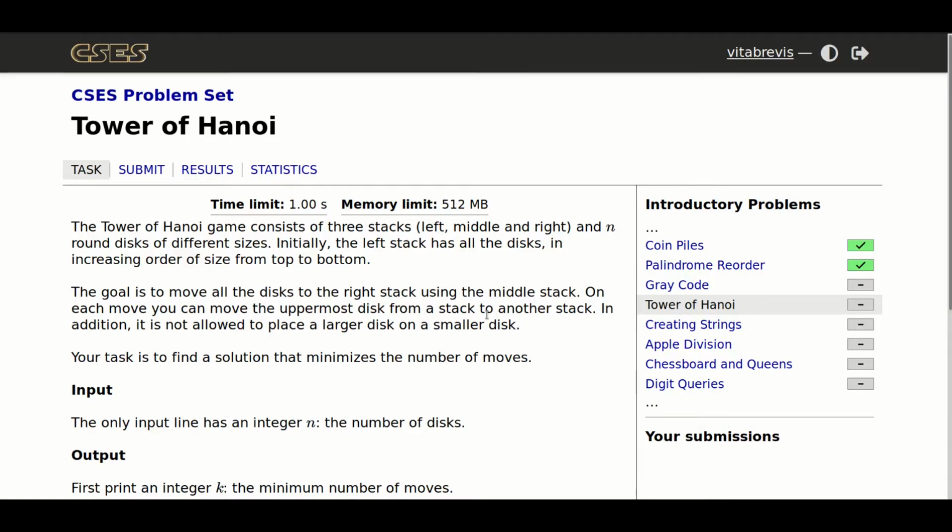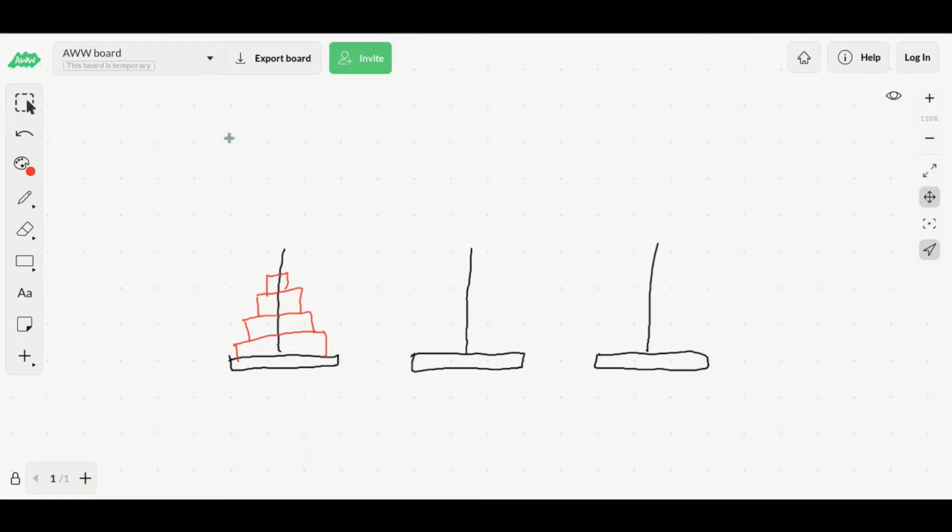So today we will be solving this problem called the Tower of Hanoi. It is a very famous puzzle, and this puzzle consists of three stacks, left, middle and right, and we have n round disks of different size initially. The left stack has all the disks in increasing order of size from top to bottom, so something like this.